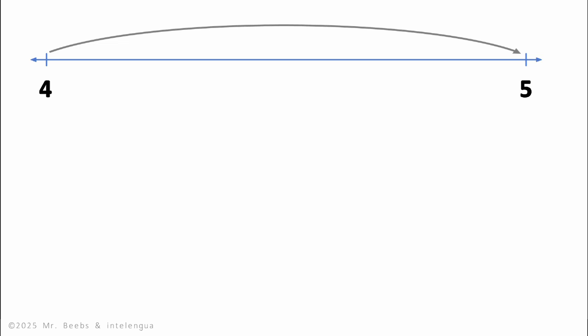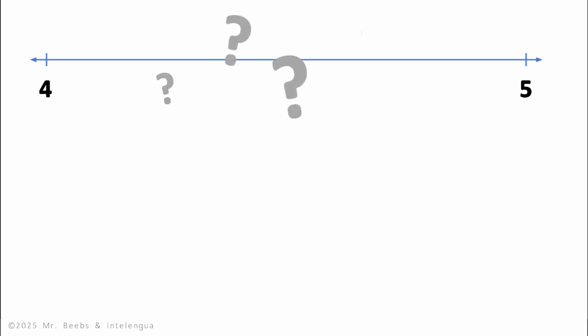The numbers between two whole numbers are decimals, like all the numbers between 4 and 5. Wait a minute, there aren't any numbers between 4 and 5. Or are there? What number is this? It isn't 4, and it isn't 5. It's a spot on the number line between 4 and 5. But exactly what number is it?